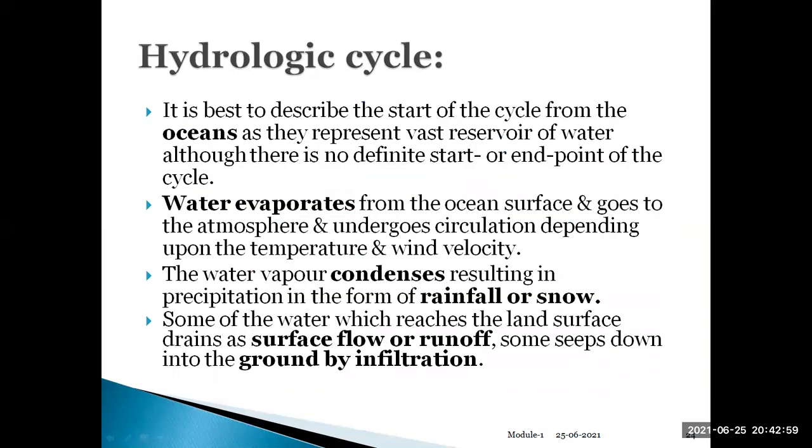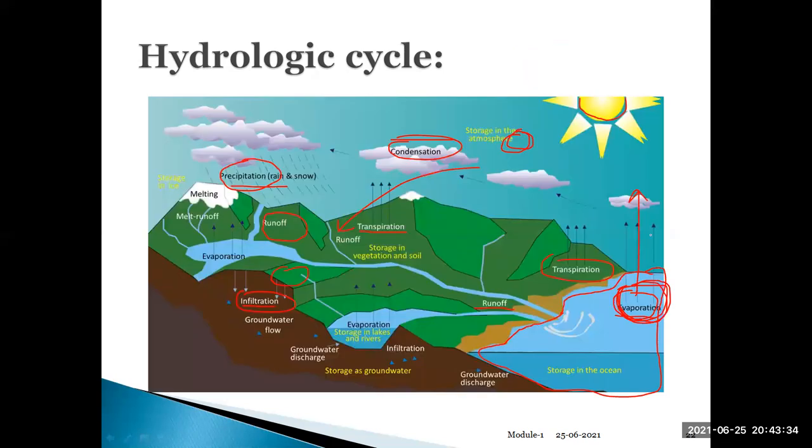As I have already told, we say the hydrological cycle starts from the ocean, because the ocean represents a very large quantity of water. There is no start and end because it is cyclic and continuous, but usually we assume it as the ocean because it contains a vast amount of water. And the very first, the water will evaporate from the ocean.